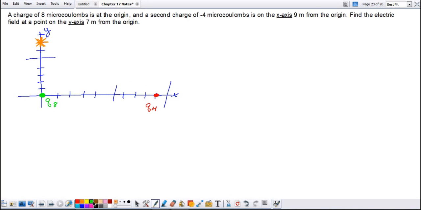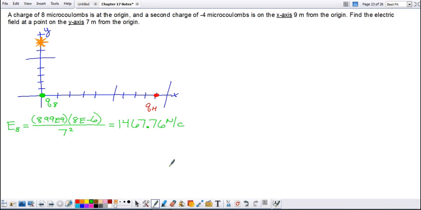So let's find the electric field from the 8 microcoulomb charge first. The electric field from the 8 microcoulomb charge is Coulomb's constant, 8.99 times 10 to the 9th, times 8 microcoulombs, so that's times 10 to the -6, over the distance squared, which is 7 meters squared. Go ahead and solve this, and we find that we get a magnitude of 1,467.76 newtons per coulomb.